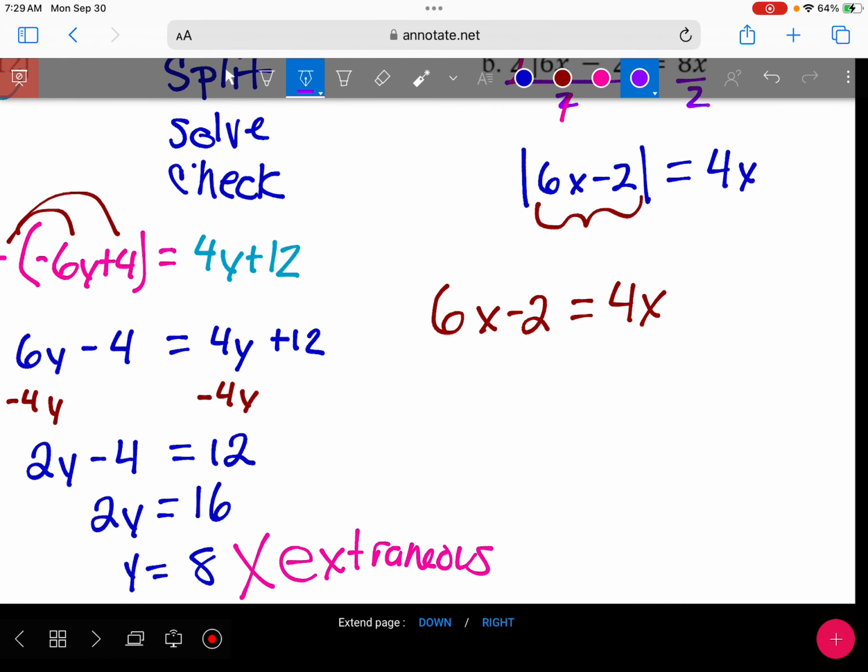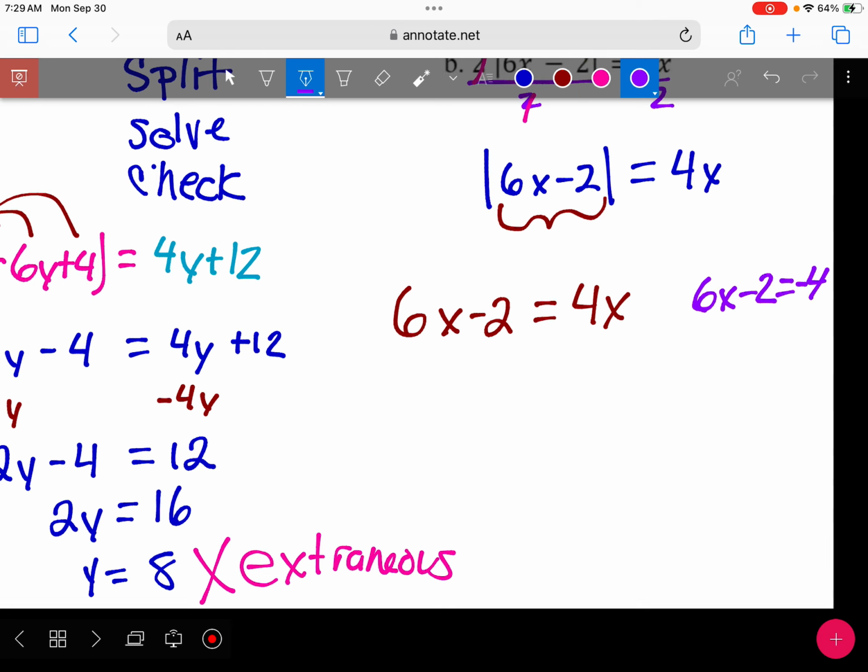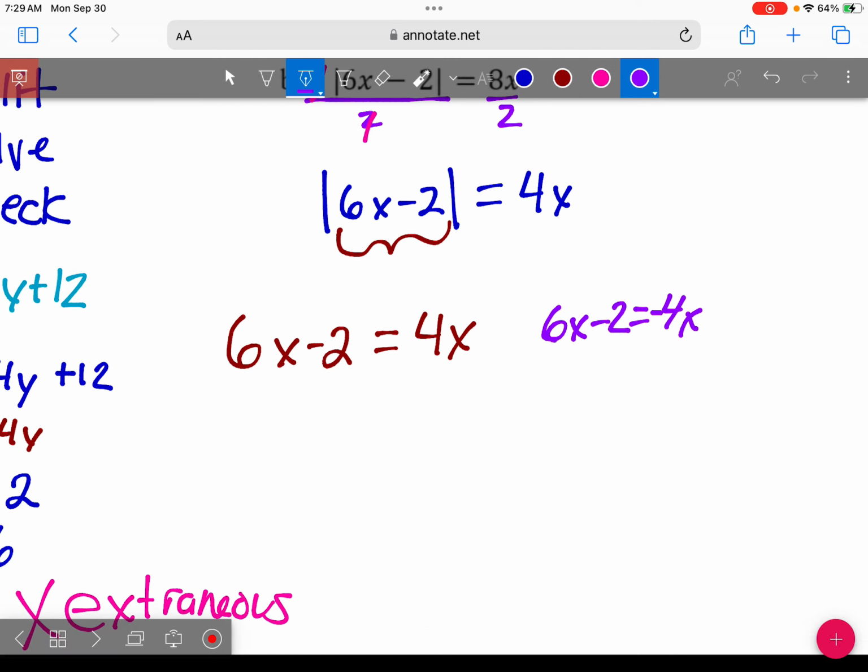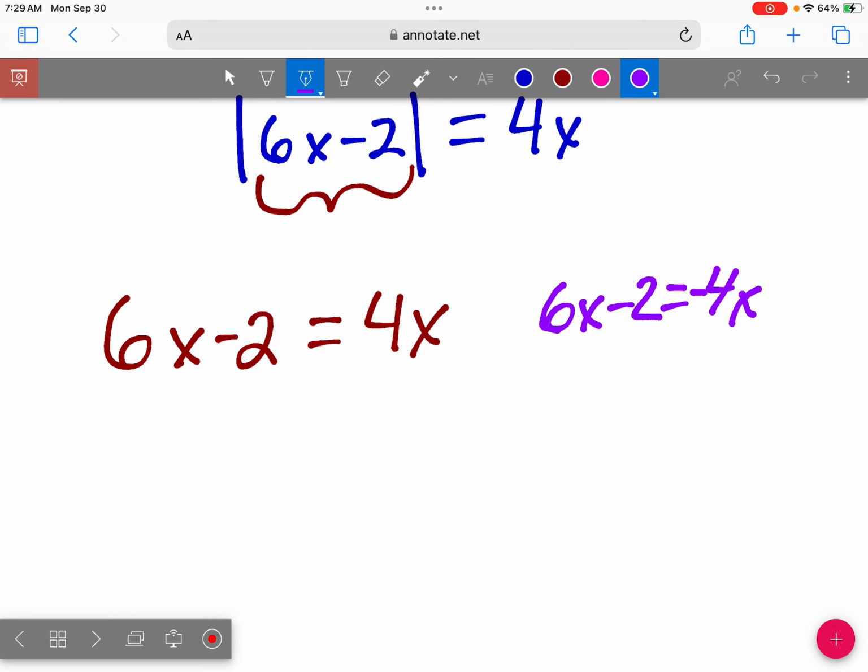Or we could have, and I am running out of space over here, minus 2 equals minus 4x. Run out of space. There we go. We have to split the absolute values because there's more than one option that'll give us our solutions. There's more than one solution.